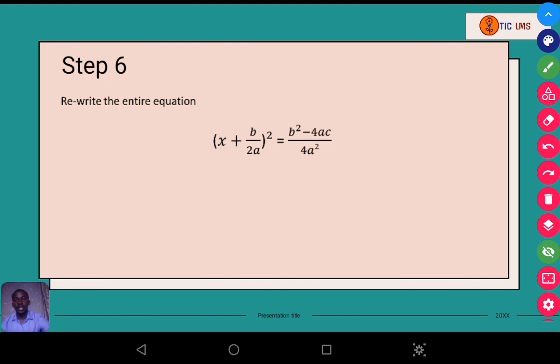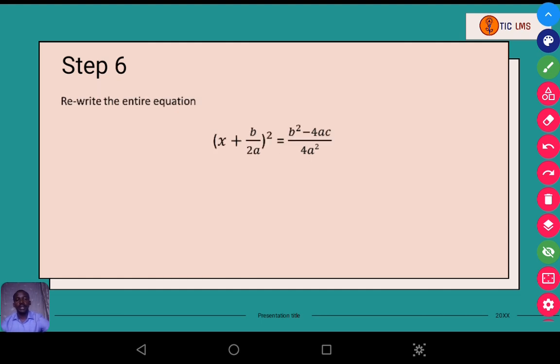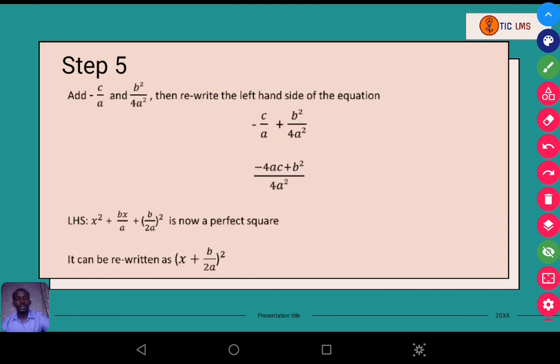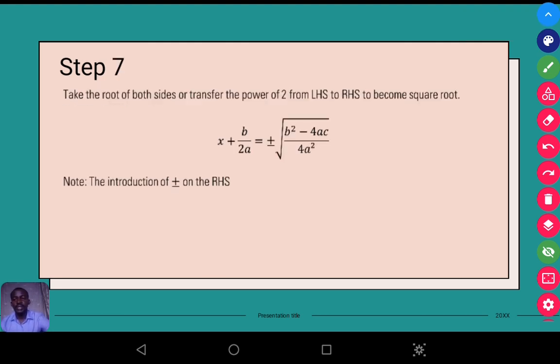Now rewrite the entire equation. So whatever we have on the left hand side, we're going to write it, and then whatever we have on the right hand side, that's exactly what we write. So we proceed now. So we only swap the negative 4a to the other side. Now, step 7. Take the root of both sides, or transfer the power of 2 from the left hand side to the right hand side to become square root.